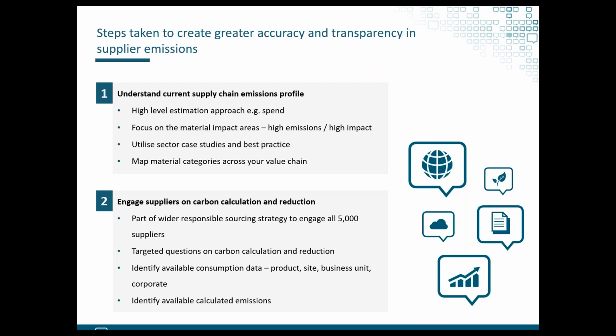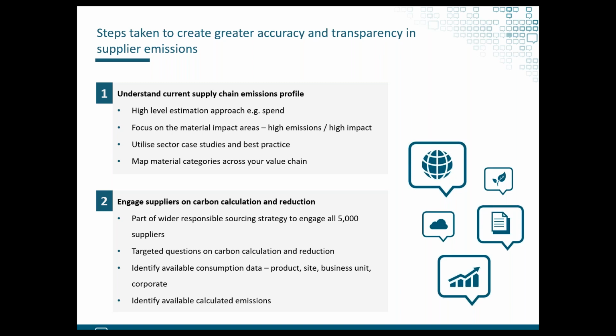So the aim of step 2 is to engage relevant suppliers on the topic of GHG data and carbon reduction, and to identify what type of scope 3 data is available from them. So, for example, are suppliers able to provide you with raw consumption data or already calculated emissions? Is this data directly related to the services or products that they provide to your own organization? Can the emissions related to your purchases be isolated to a particular facility or site?